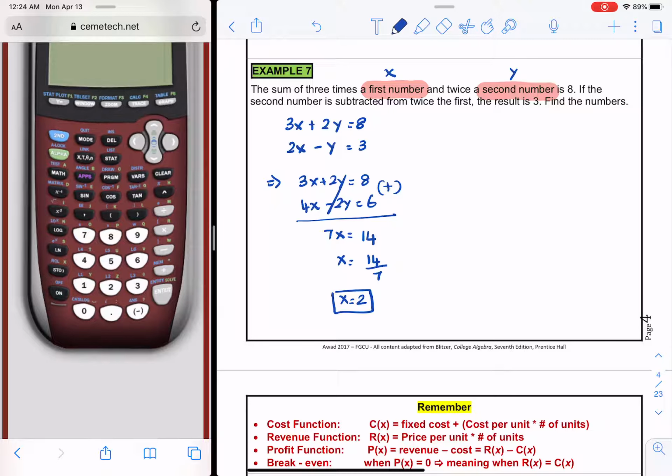I'm going to take this value of x and plug it into one of the two equations. I'm going to pick the second one. If you choose, you can pick the first one. So 2 times 2 minus y equals 3. 4 minus y would equal 3. Negative y would equal 3 minus 4. Negative y would equal negative 1, which would imply y equals 1. So the two numbers are x equals 2 and y equals 1.